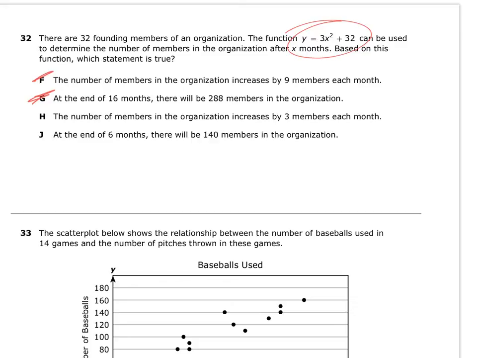H says the number of members in the organization will increase by 3 each month. No, again, we said this is not linear, so it's not increasing by the same amount each month. And then J says at the end of 6 months, there would be 140 members. If you trace a 6, you get 140. So J is our answer.